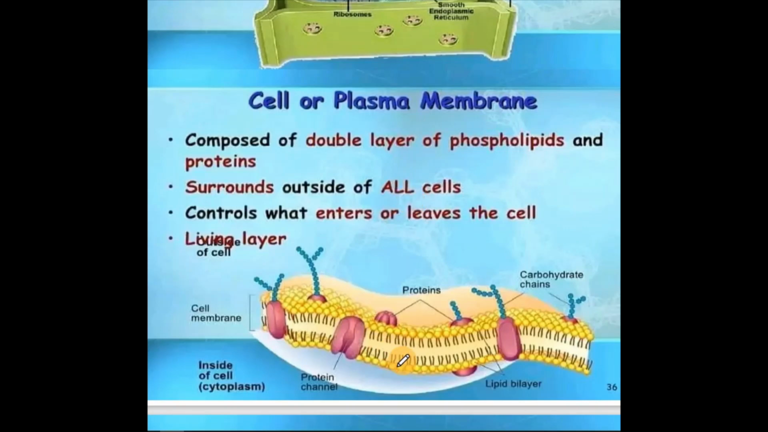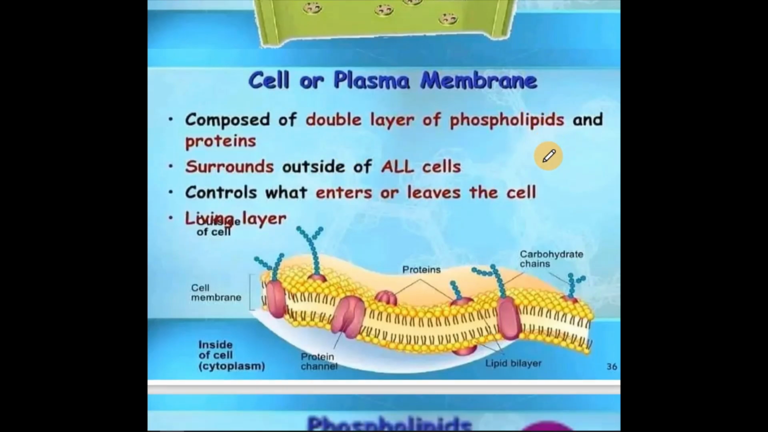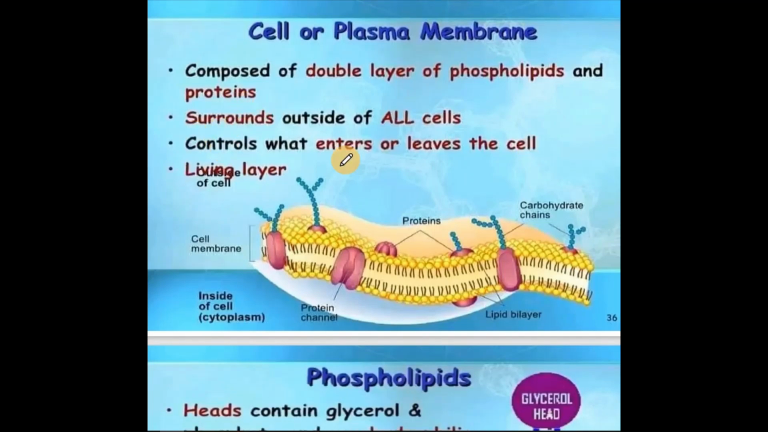Proteins are also found in the bilayer. The proteins can be outside the membrane or inside the membrane. They surround the outside of all types of cells, be it a eukaryotic cell, a prokaryotic cell, a plant cell, animal cell, fungal cell, or protist cells. They all have the cell membrane that surrounds them, made of two layers of phospholipids and protein. Their main function is to control the entry of substances in and out of the cell. We say they are living layers because they are made of living proteins.